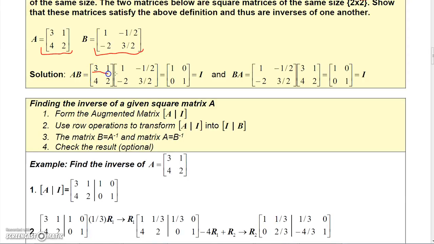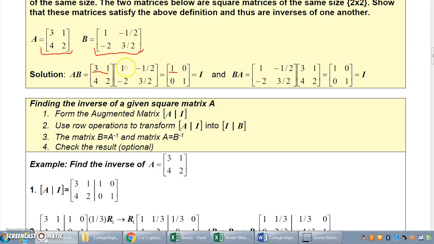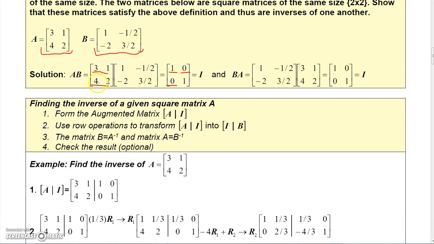So if I take this row times the first column, I get 3 times 1 plus 1 times -2, so that's 3 minus 2, which is 1. If I take this row times the second column, I get -3/2 plus 3/2, which is 0. And if I take this row times this column, I get 4 minus 4, which is 0. And then if I take this row by the second column, I get 4 times -1/2, which is -2, and 2 times 3/2 is 3, and -2 plus 3 is 1. So you can see that their product is the identity.